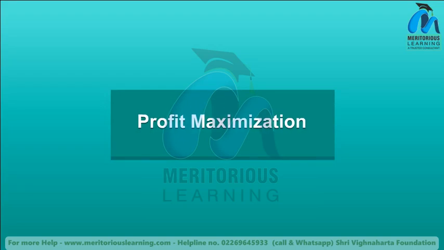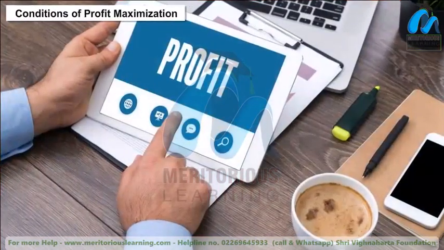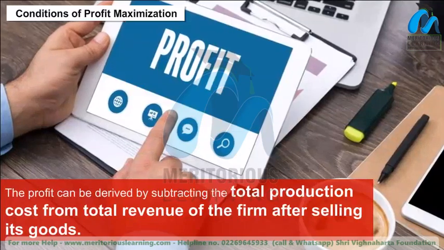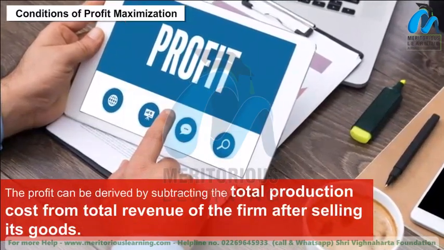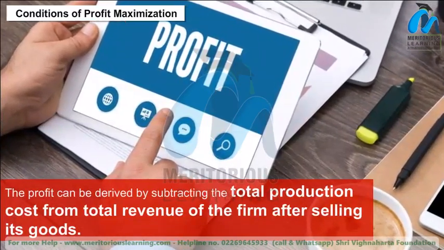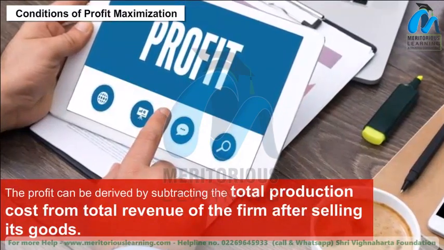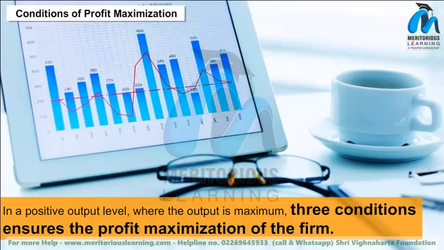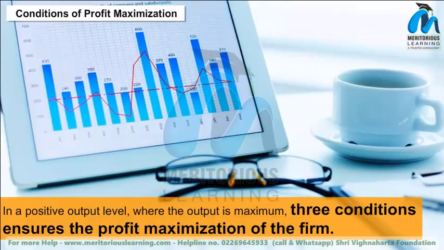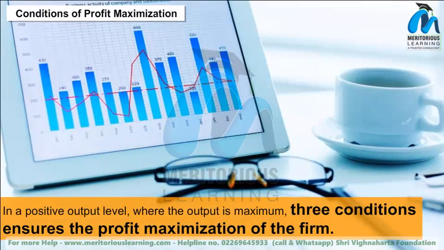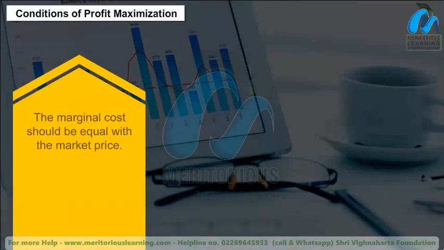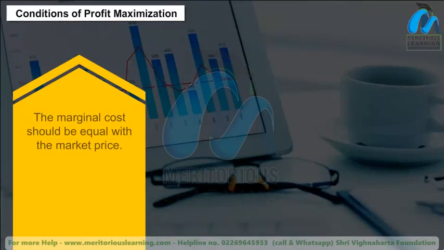profit maximization. Conditions of profit maximization. The profit can be derived by subtracting the total production cost from the total revenue of the firm after selling its goods. At a positive output level where the profit is maximum, three conditions ensure the profit maximization of the firm. First, the marginal cost should be equal to the market price.